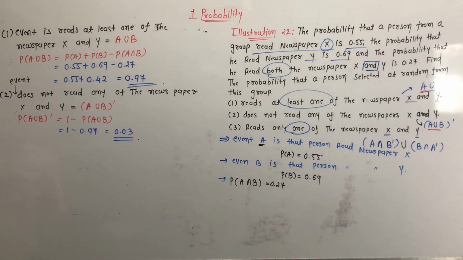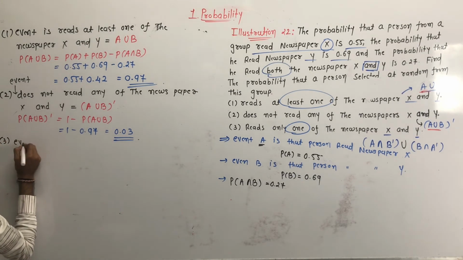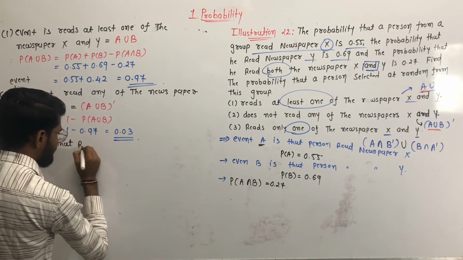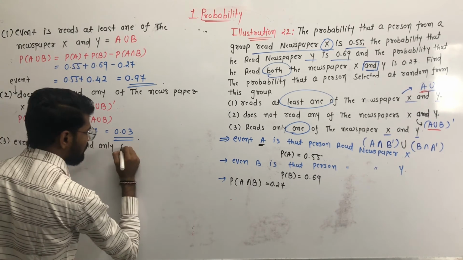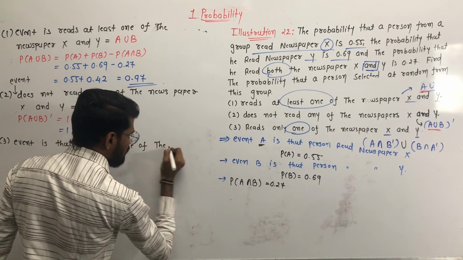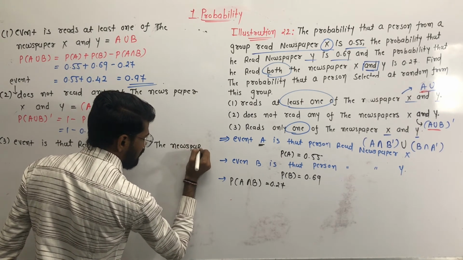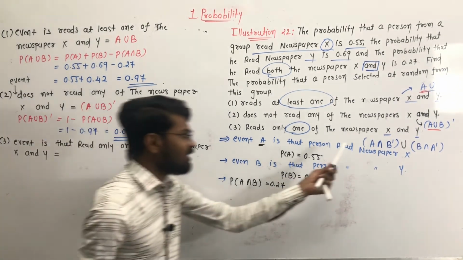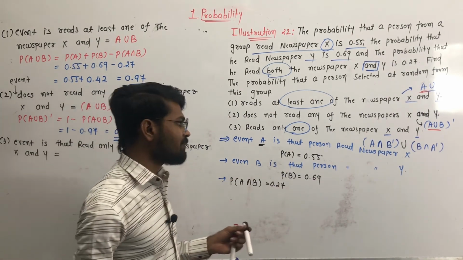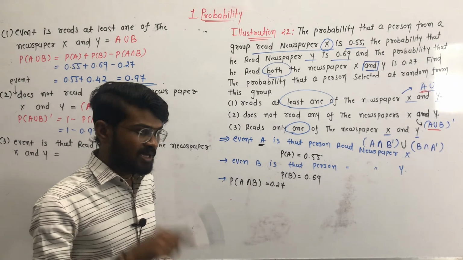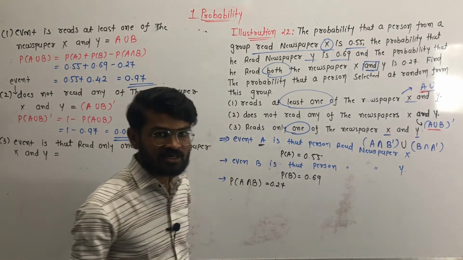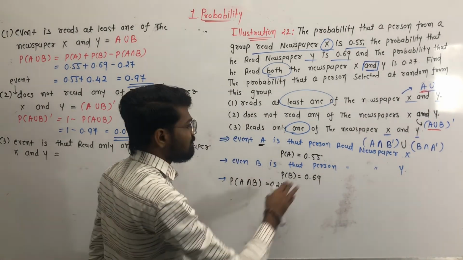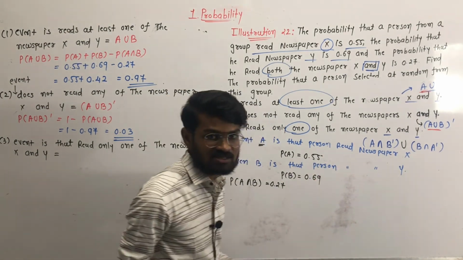Done. Okay, now the third event is that the person reads only one of the newspapers X and Y. So this event is denoted by A intersection B dash, meaning only one newspaper has to be read, either X or Y. So first let us think that the person reads newspaper X and does not read newspaper Y. Our event A is that the person reads newspaper X. Yes, so it is A.